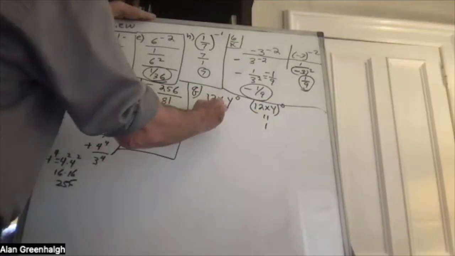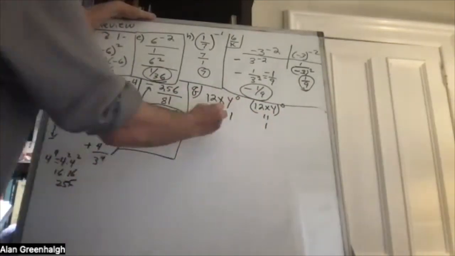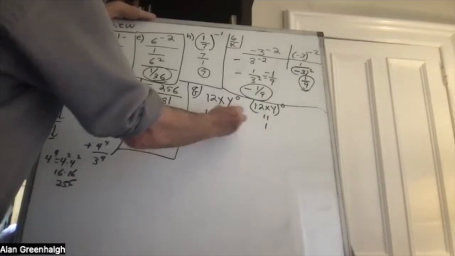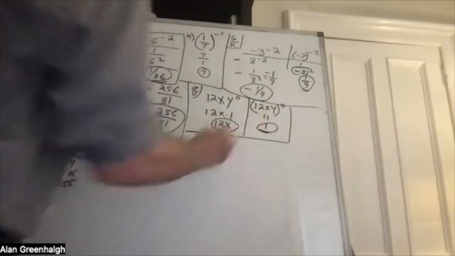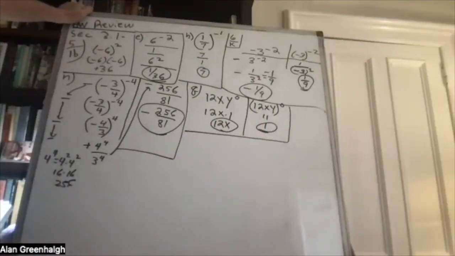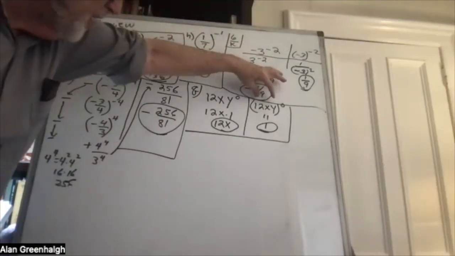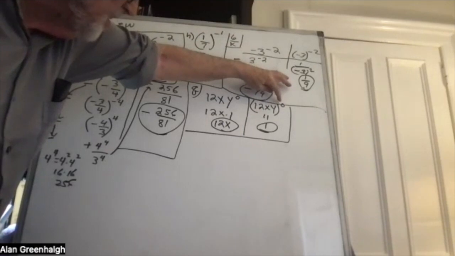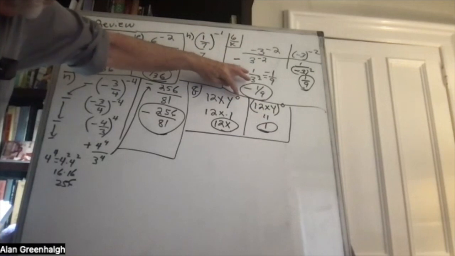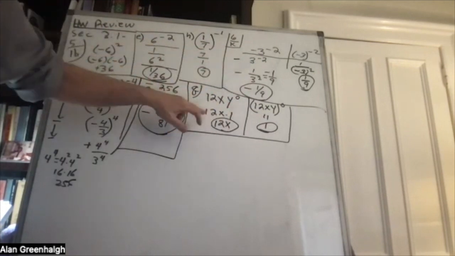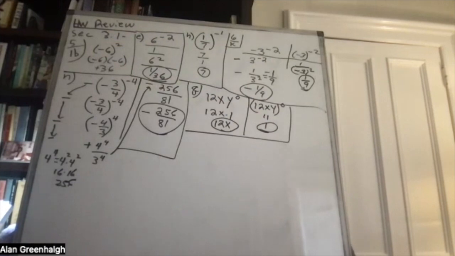The answer to this problem is simply 12x. See the difference? Study the difference. What a difference a set of parentheses can make, right? It changes the whole problem. In this problem, everything over here is being raised to the 0, which makes that 1. Here, only the y is being raised to the 0, which makes that 1, and then 12x. And if you're unclear about that, say something again.